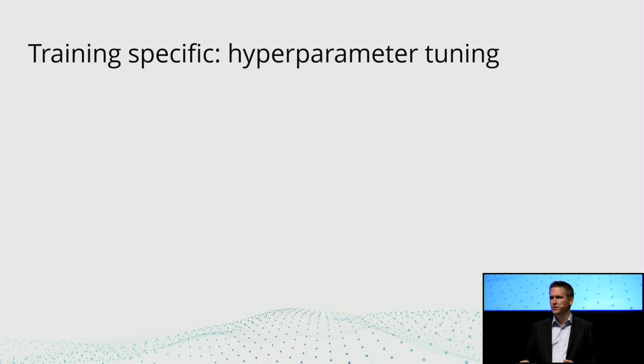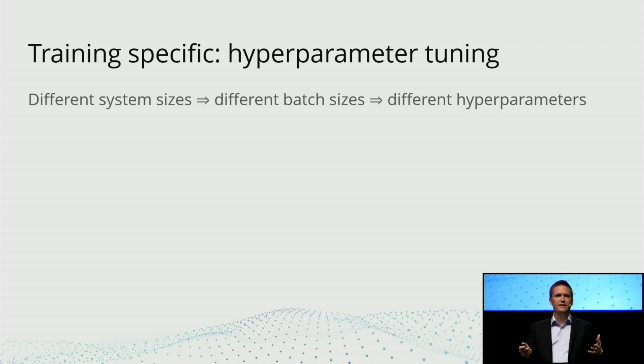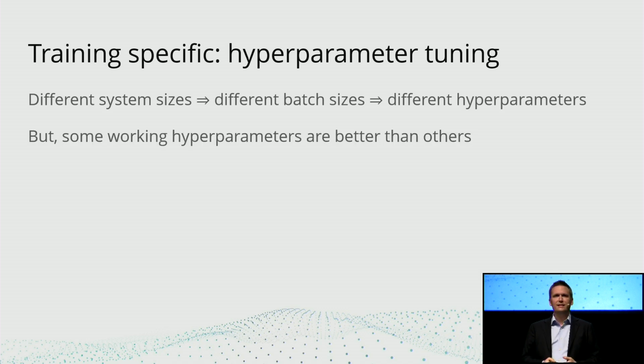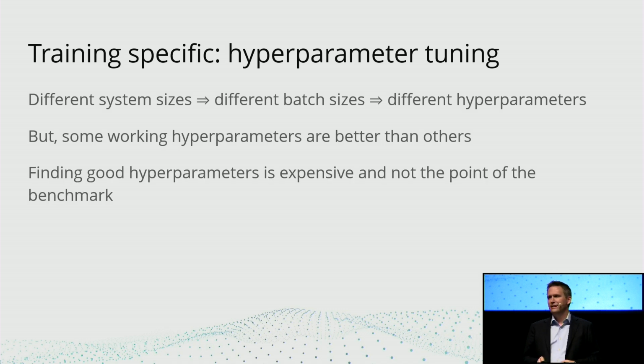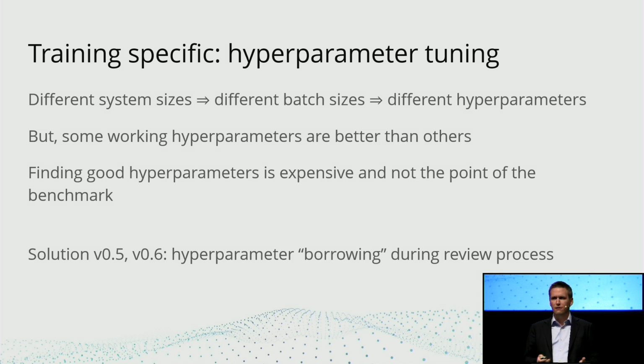We also look at hyperparameter tuning. If you have different size systems, you need different batch sizes, and that means different hyperparameters. But some sets of hyperparameters are very definitely better than others. And finding them is hard and expensive, and we really don't want to create a hyperparameter search contest. So we need to balance these 2 things: the need for scalability with not wanting a search contest. So our early solution for the first 2 rounds of our training benchmark was hyperparameter borrowing during the review process. You see someone's hyperparameters, you think they're better than yours, you can use them. And then update your submission before it goes public.